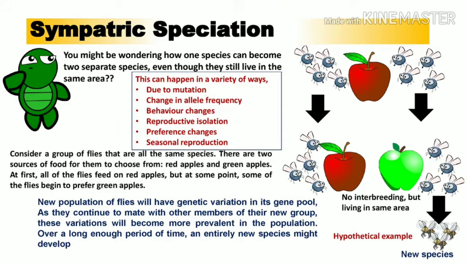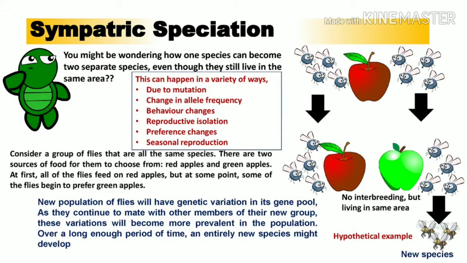Although this is a very important point that they are still living in the same area, because the red color apple tree and the green color apple tree are both in the same geographic range. So the main factor you have to understand is that initially there was only one population of flies which were interested in feeding on red color apple.